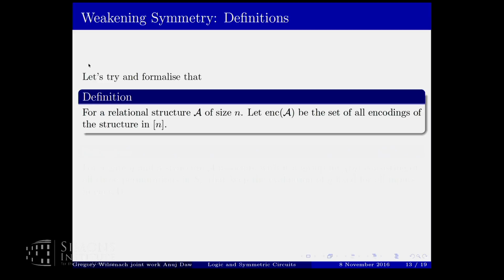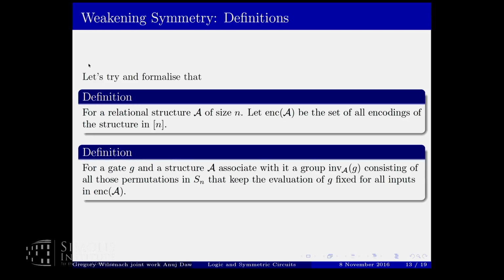Suppose we have a structure A of size n, and for simplicity, suppose the structure A is over the universe 1 to n. That makes encoding it into the graph really straightforward. We don't have to worry about encoding individual elements. So let's take the encodings of A to be the set of all encodings of the structure in n: every isomorphic copy of A with the same universe.